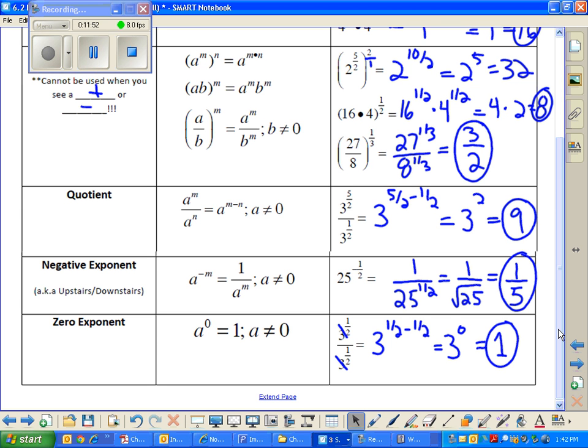And now you get to see how the zero exponent property works. If you subtract a half minus a half there, you get 0. And for that reason, we could say 3 to the 0th power is 1. It's kind of cool.